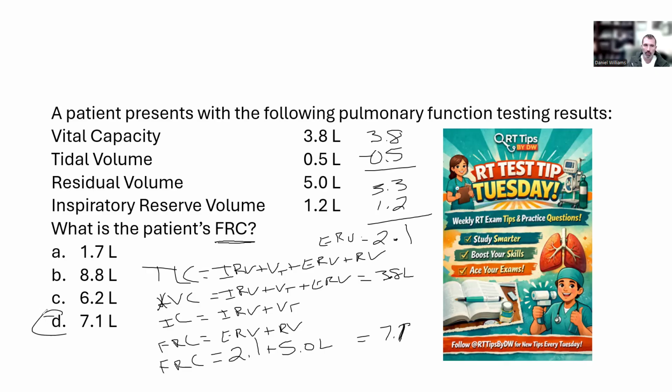So 2.1 plus 5.0. While it's a test tip, this is somewhat an example of an application question, but this application question requires some recall information. That recall information is what volumes make up what capacities. And you might encounter something like this in class or what have you. So that's the thought process here. And again, just as a reminder, this is RT Test Tip Tuesday.